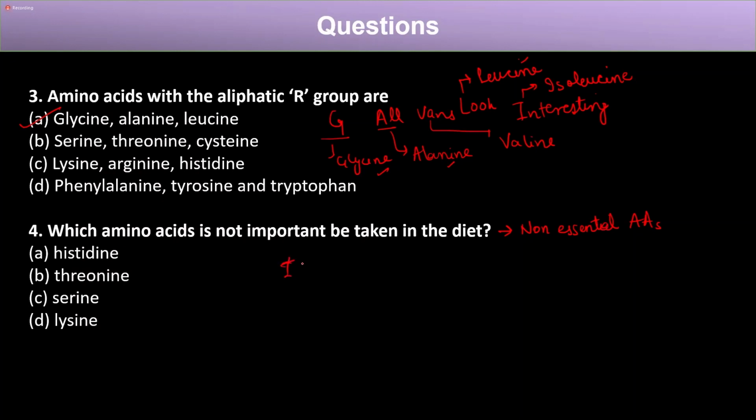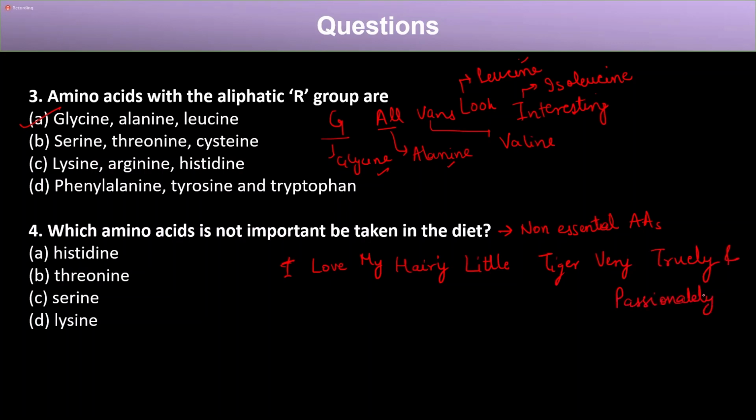I love my hairy little tiger very truly and passionately, right? And passionately. So if you go back to the lecture, you will see that the first letter of each of these represents one amino acid.